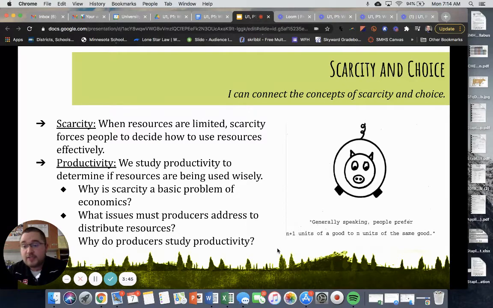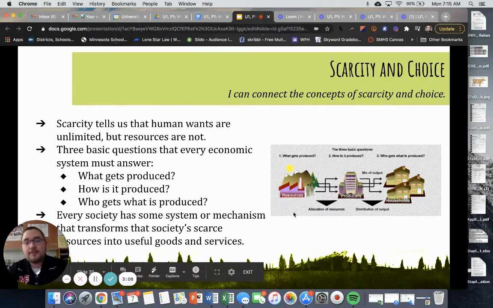I'm not going to give you the answers here, but on your cheat sheet, I want you to write down maybe one sentence of a guess as to why we would study why scarcity is a problem, what issues producers address to distribute resources, and why producers study productivity. So kind of think about that and take note of the image over to the right. That is the pig principle. And we'll talk about that a little bit later in the course, but just know that generally speaking, people prefer n+1 units of a good to n units of the same good. So people want more than what they actually need. So kind of think about that as you're crafting your answers to those three questions.